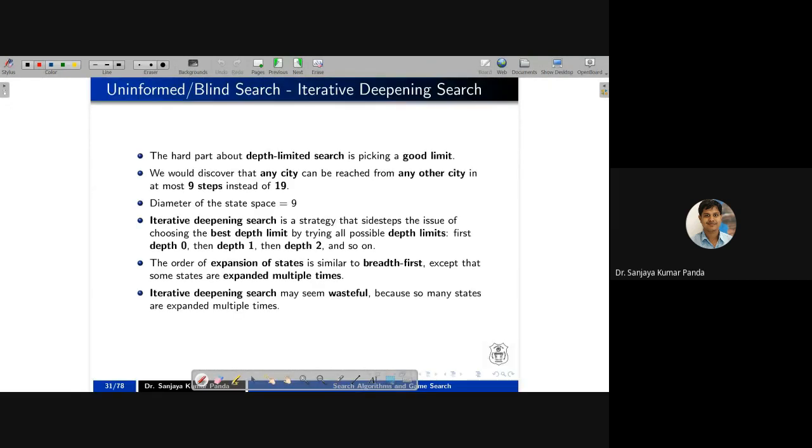Coming to the last uninformed or blind search, that is called iterative deepening search. The main problem in depth limited search is choosing a particular limit. If you choose a lower limit, you may not find the solution. If you choose a higher limit, again there is an issue that you may go down a long path to find your solution.